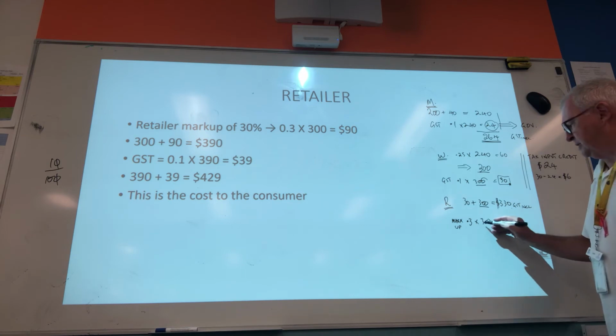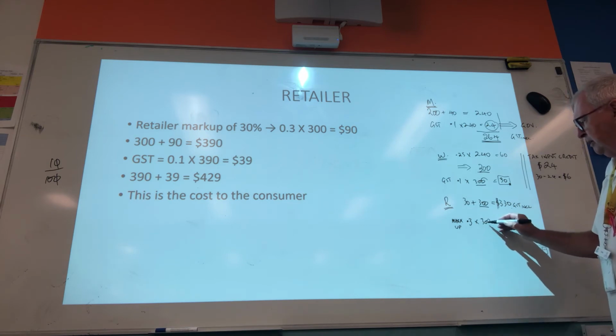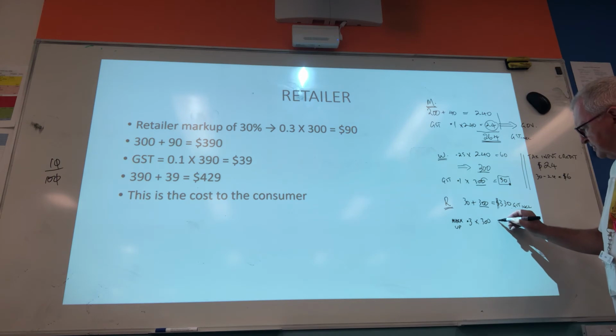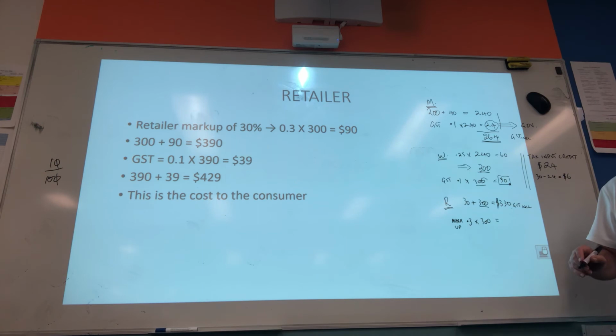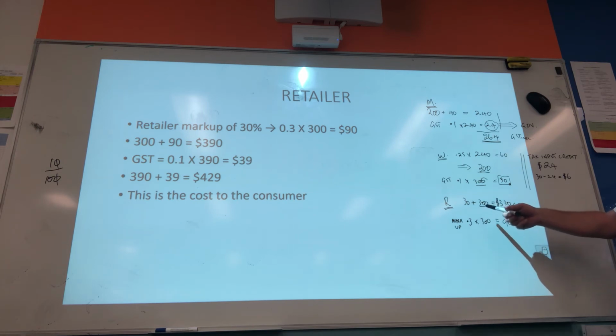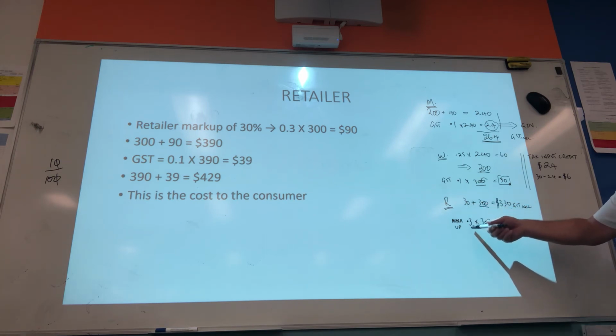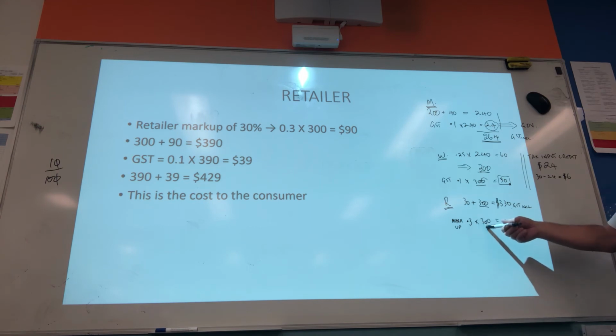Now 0.3 times that, 3 times 3 is 9, with an extra naught in the answer, that's $90. No, that's not right, is it? Yep, $90, there we go. Sorry, I was thinking that's his tax. So that's $90. You happy with that? So this person, the retailer, is making 30% profit. They've spent $300, they're making 30% profit on that, so they're making $90 profit.